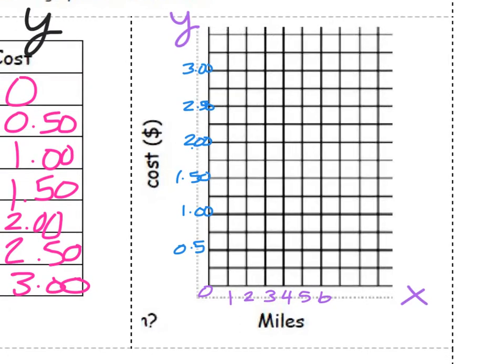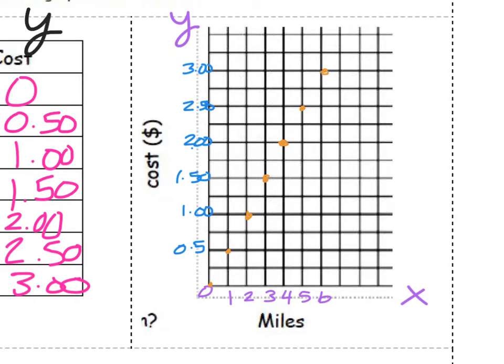Okay, so we said at 0 miles, it was going to be $0. And then at 1 mile is going to be 50 cents. 2 miles is going to be $1. 3 miles is up to $1.50. 4, 5, and then 6.